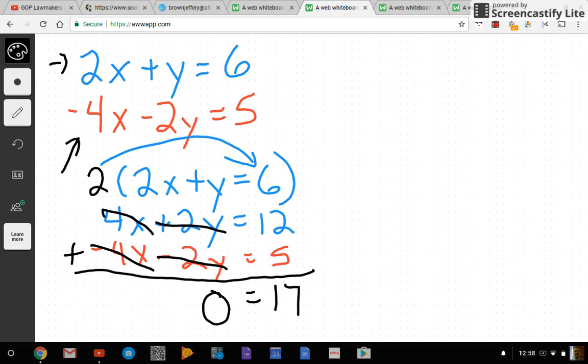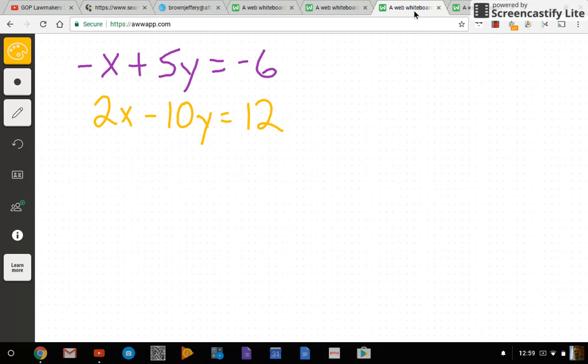Okay, so here I've got 0 is equal to 17. Well, I can tell you right away that that is not true. So if you think back to some of the equations we have done in the past, when you get something that is not true, that will tell you something about our solution, or what kind of solution we have here. Okay, moving to the next two that we have.